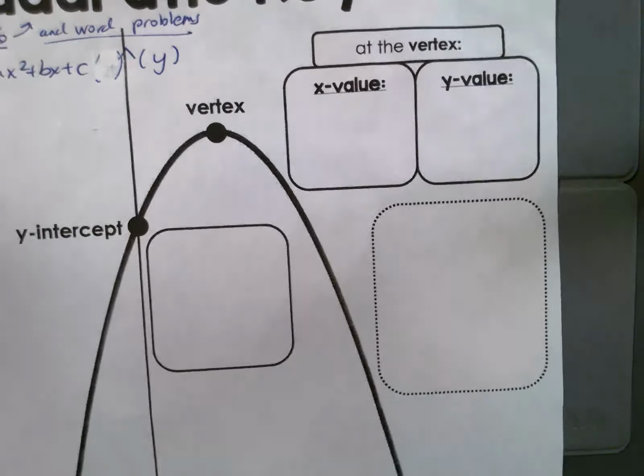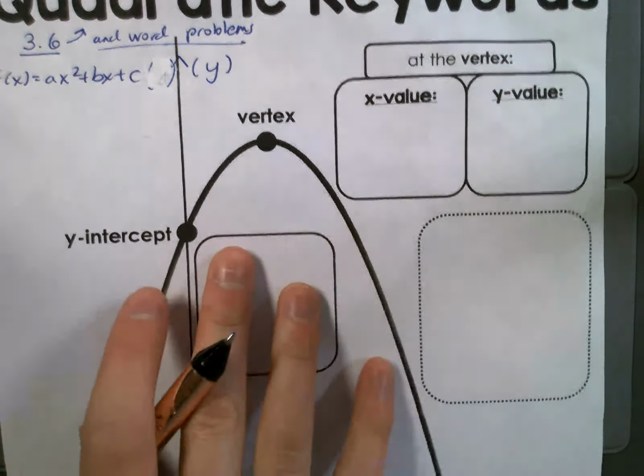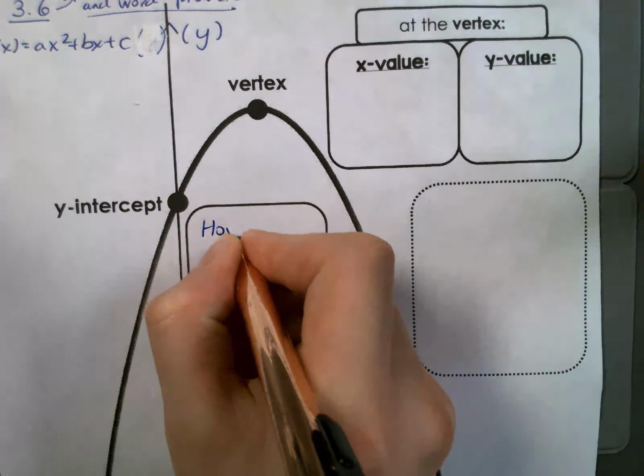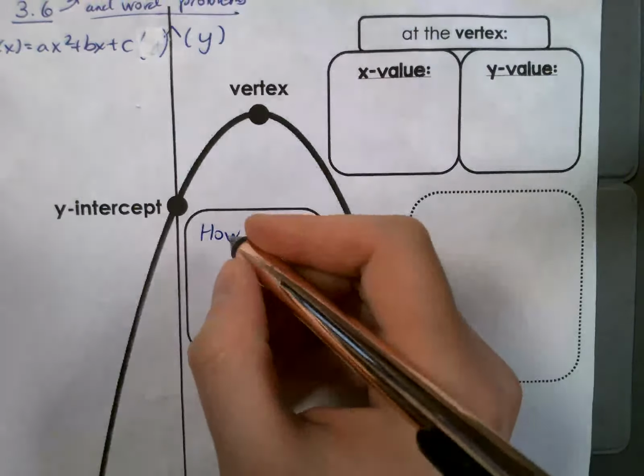Now, let's talk first about the easiest one in the book, the y-intercept. When referring to real-world scenarios, the y-intercept refers to how high is the cliff, i.e., how high are you starting off the ground?